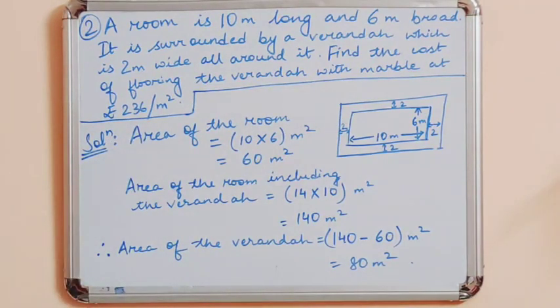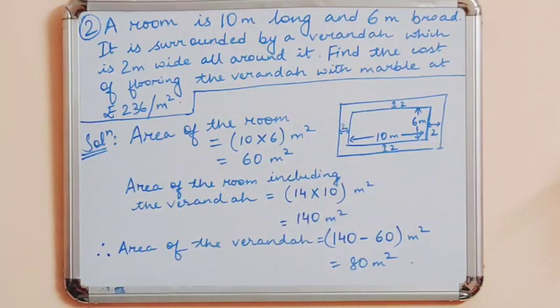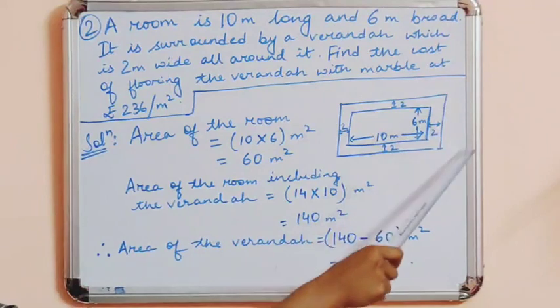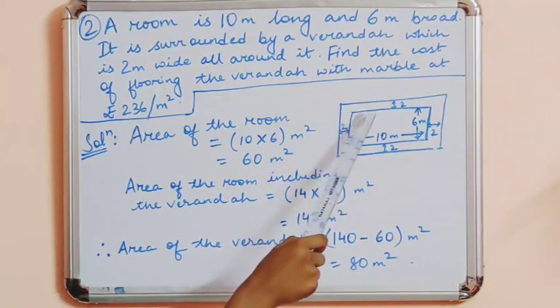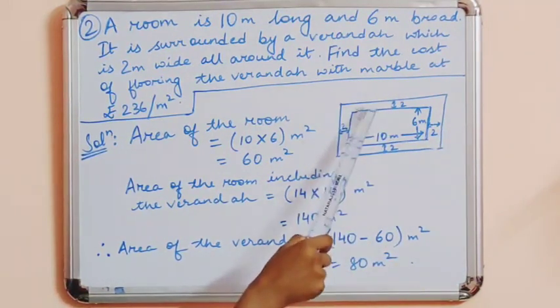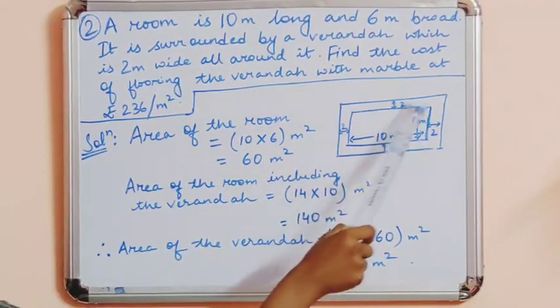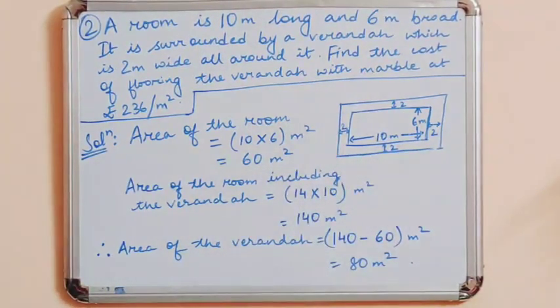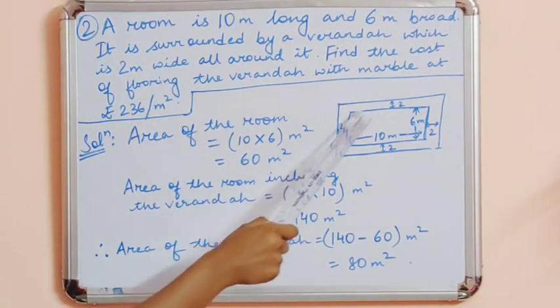meter square. That means we need to calculate the area of the veranda. Now how do we calculate the area of the veranda? We will be first calculating the area of the entire rectangle, the outer rectangle, and then we will subtract from it the area of the inner rectangle. If we get this entire area and if we subtract the area which is present here, we will be getting the area of the veranda. Then we will multiply it with cost per unit and we will get the total cost. So area of the room.